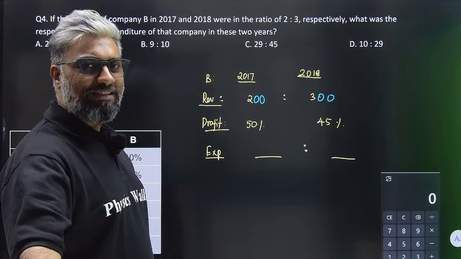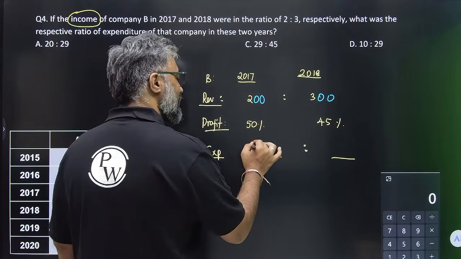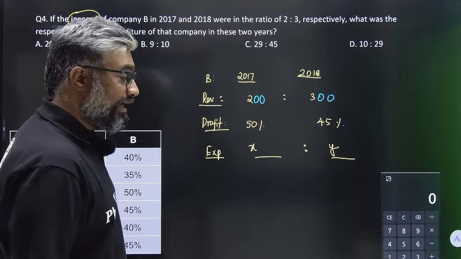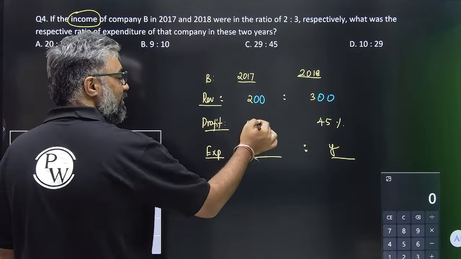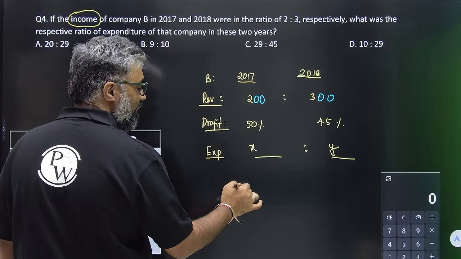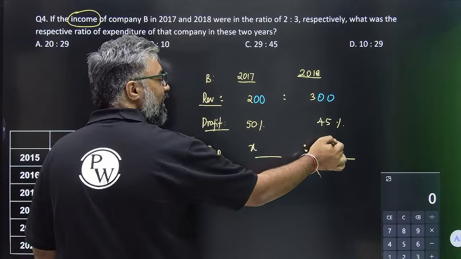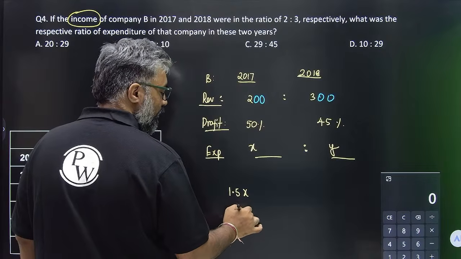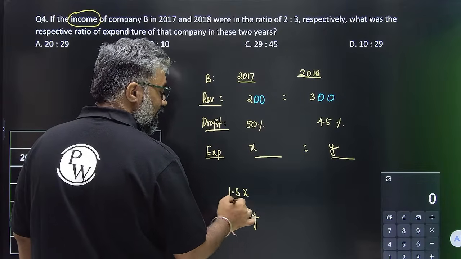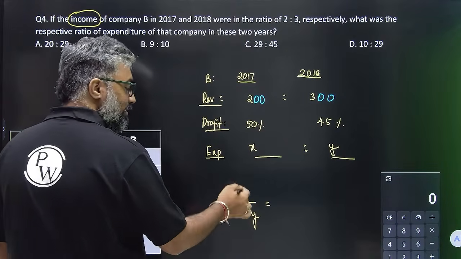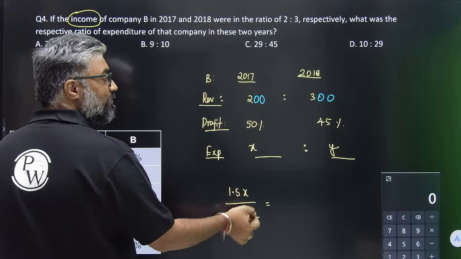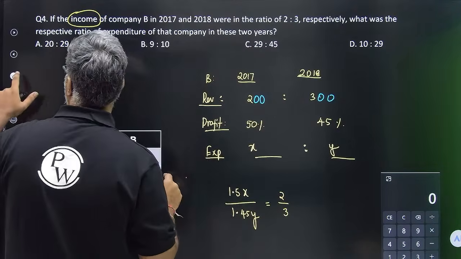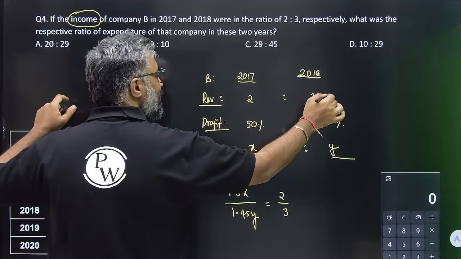Yeah, so let's say this is X, this is Y, okay? This is X, this is Y. What they're trying to tell us is, on X if I increase 50%, that is 1.5x. On Y if I increase 45%, which is 1.45 of Y, this ratio is the ratio of their incomes, which is 2:3. Getting this? I'm going to let go of these zeros because they're not even helping me here.